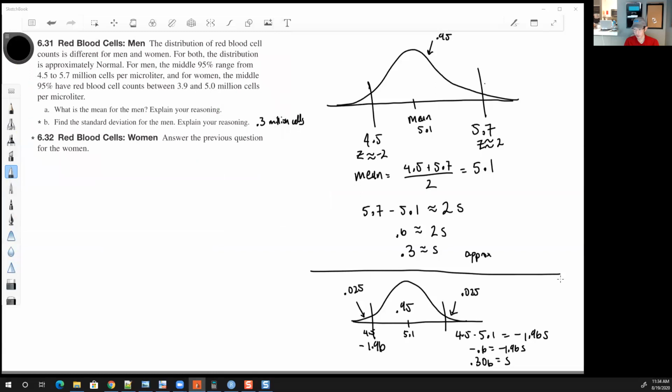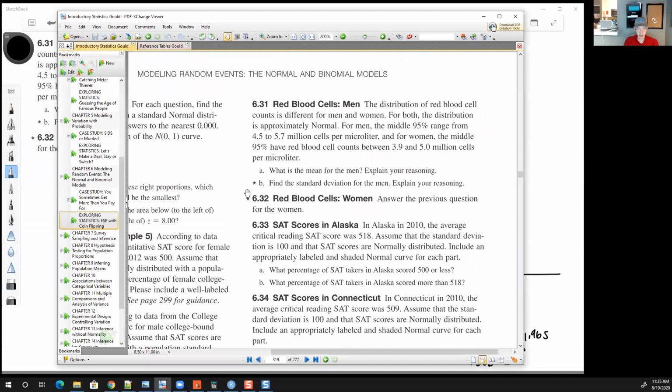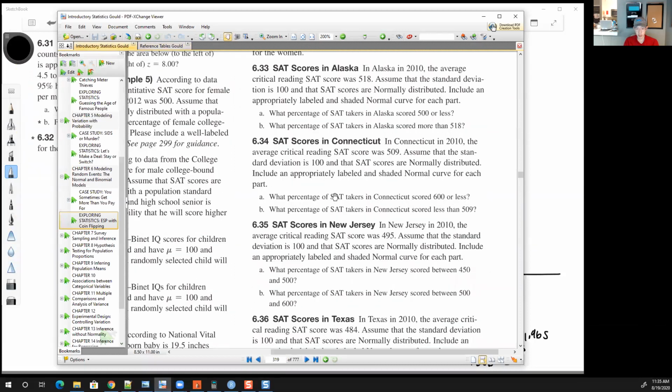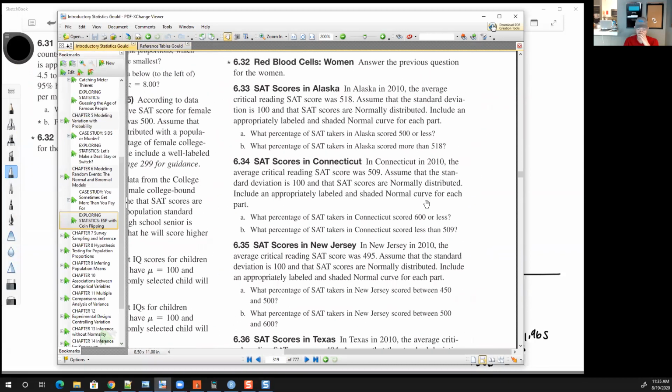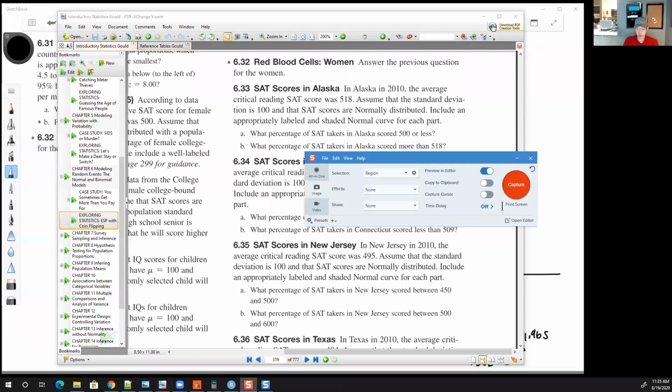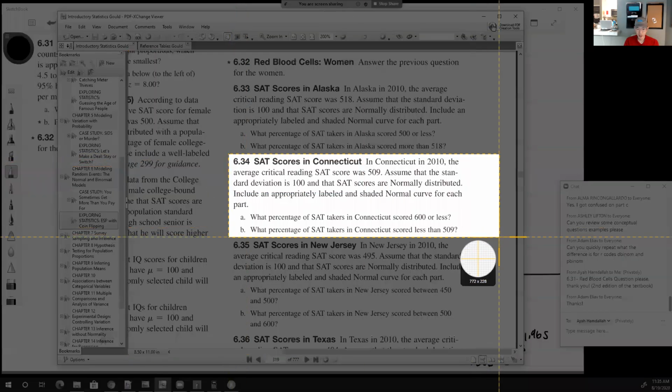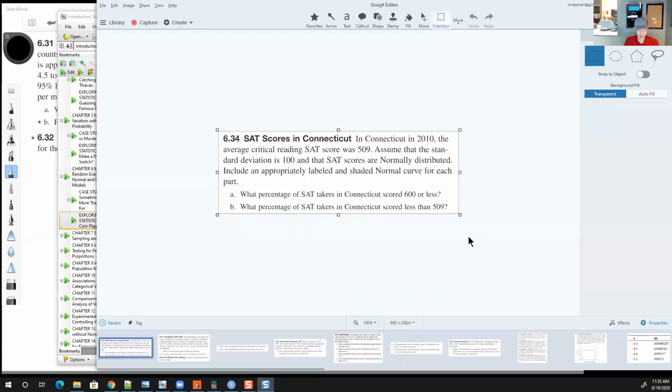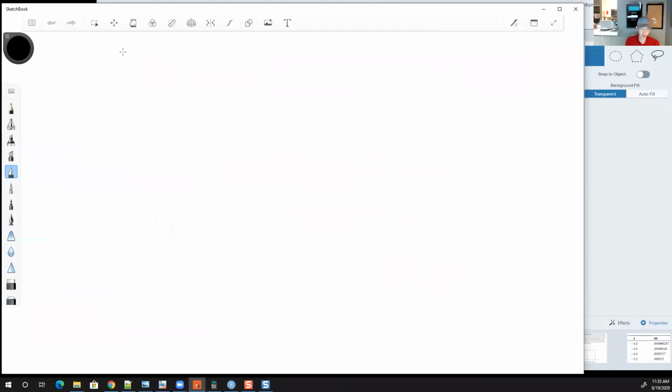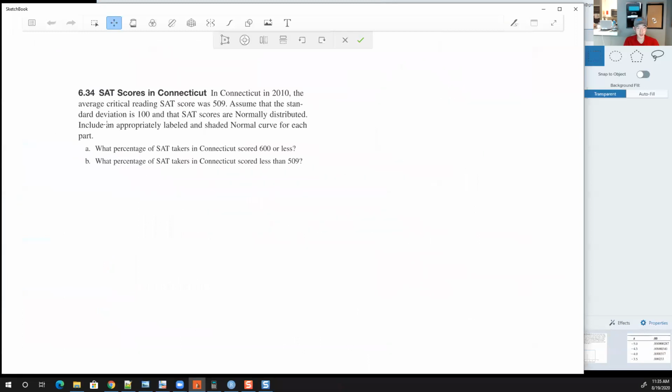Okay. Are there any other questions here? All right. Do we feel okay about normal model problems? You can definitely expect some normal model problems here. So maybe I'll just do one right here, 6.34. Nobody asked for it, but I'll just do this.